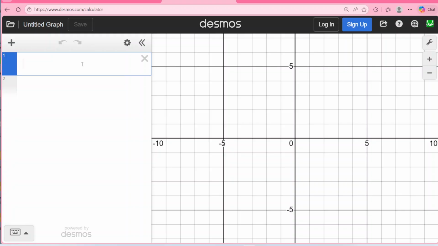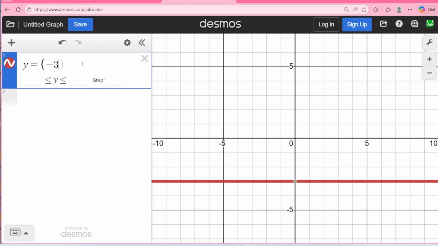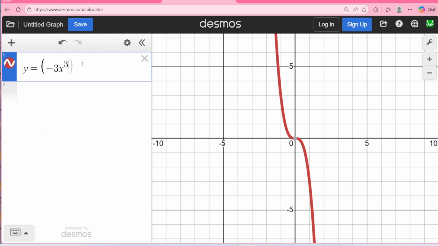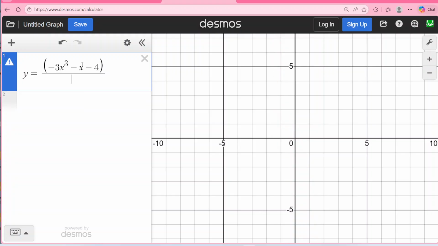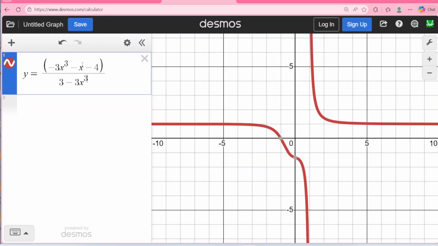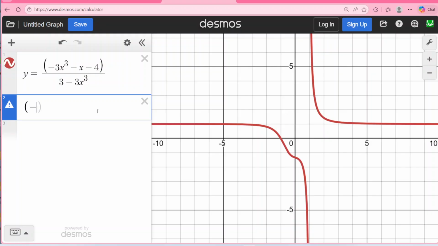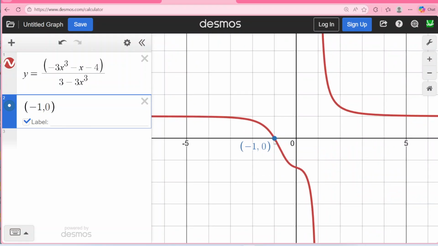I will enter the expression as a function here, y equals, and we had in the numerator, make sure you put your numerator in parentheses, so it's separate. So I had -3x cubed minus x minus 4 in the numerator, and then denominator 3 minus 3x cubed. And you see, graphically speaking, here we said as x approached -1, y approached 0. So I'll label that point, and you can see from the graph that is occurring, right?